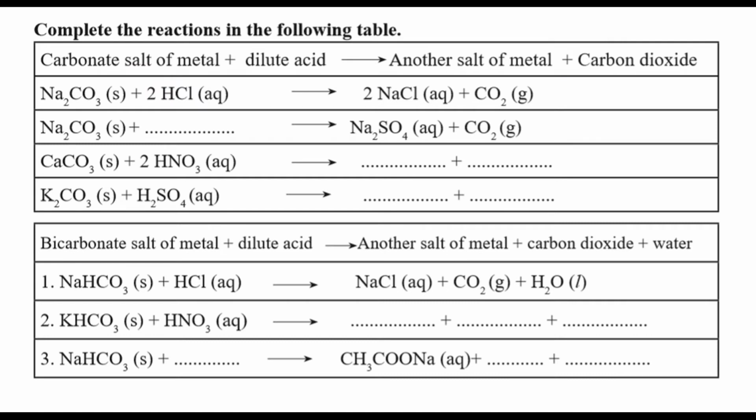Now your book mentions these chemical reactions and it asks you to fill up the blanks. There is a carbonate salt of metal plus dilute acid on the left side, and on the right side there is another salt of metal plus carbon dioxide.